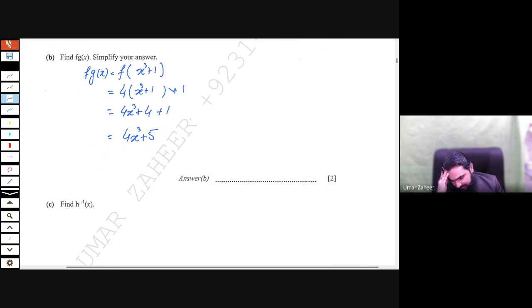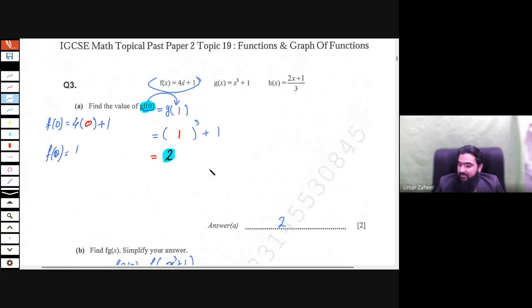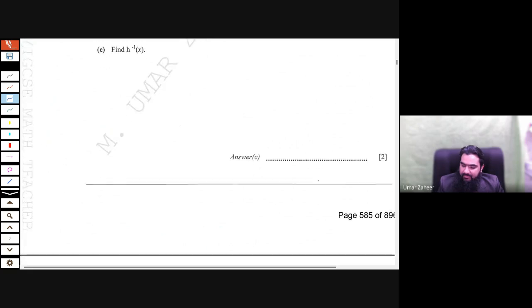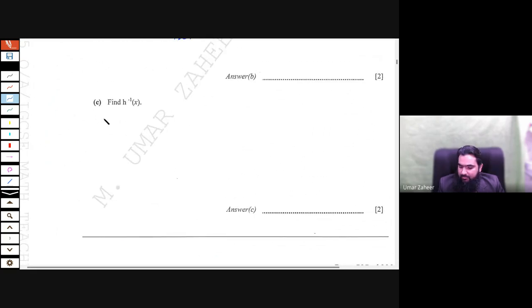Now in the last part we have to find the h inverse. H of x is equal to 2x plus 1 divided by 3. We have to find the inverse. The first step, we have to take it equal to y. So y is equal to h of x. So we'll get the equation y is equal to 2x plus 1 divided by 3.